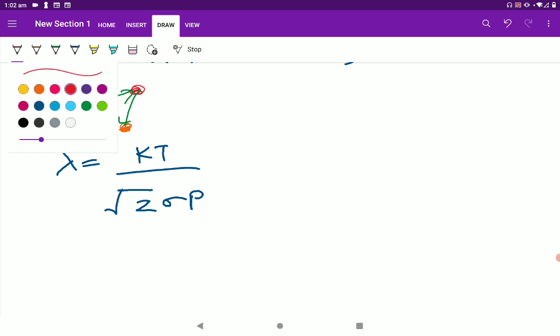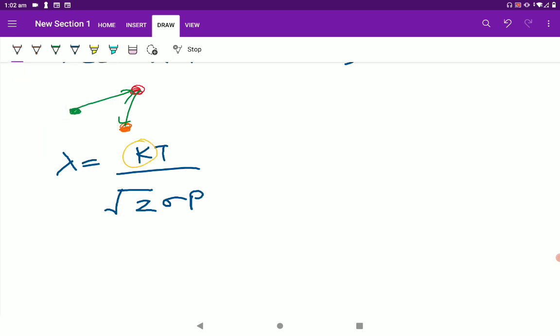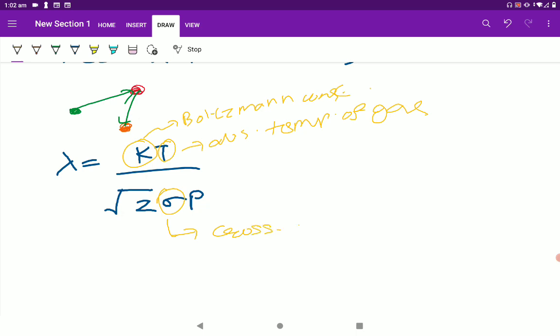Here, k is the Boltzmann constant. T is the absolute temperature of the gas. Sigma is the cross section for the collision, which we are going to discuss just a few minutes after this. And here p is the gas pressure.